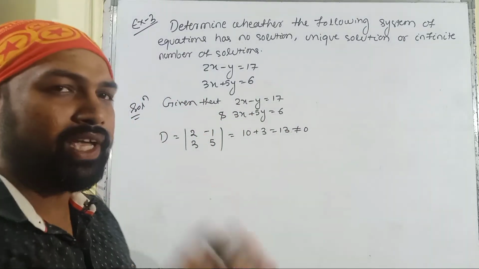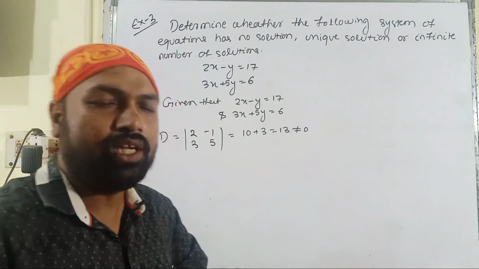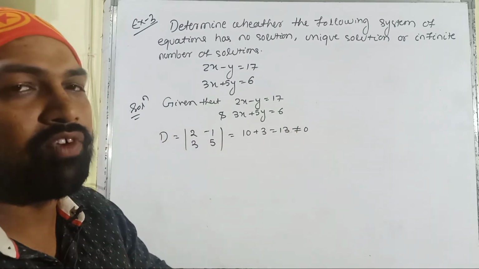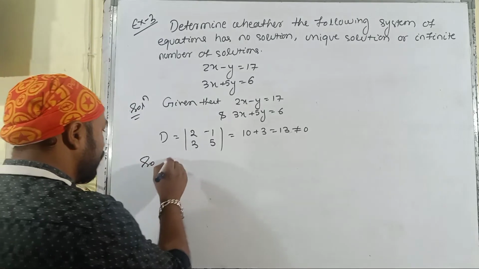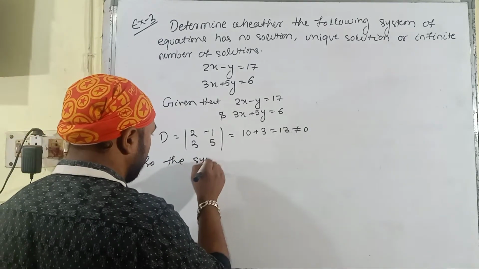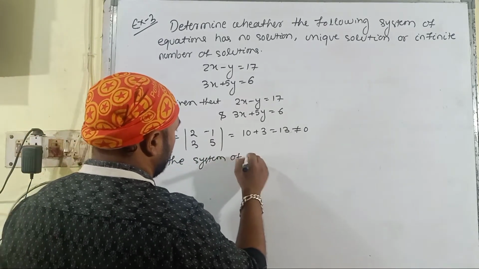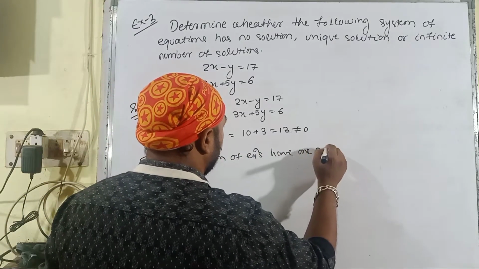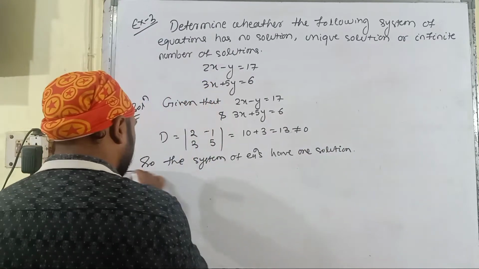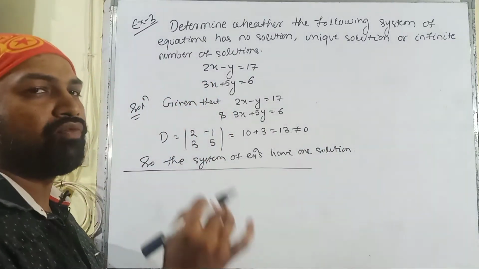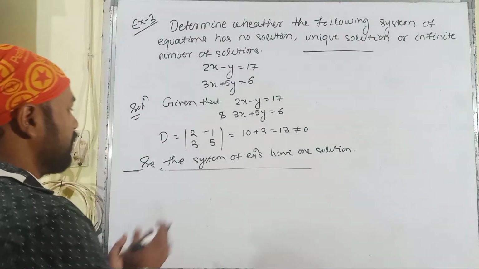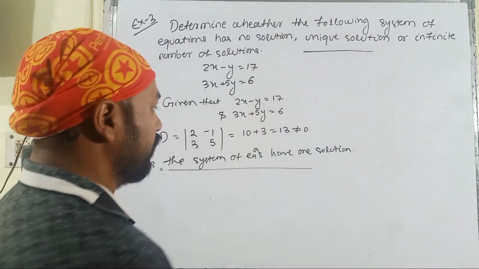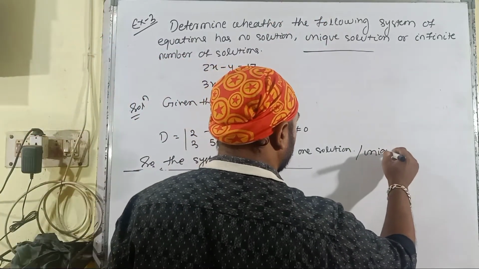And we know from case number 1 of the condition for consistency that if the value of D is not equal to 0, then the system of equations has a unique solution. So the system of equations has one solution, or you can write down unique solution. If it has been asked to find out the solution of the given system, the solution has been made here and the system of equations has one solution, that means a unique solution. You can write down here unique solution.